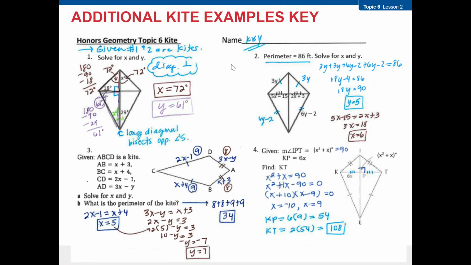All right, so this is the key for the warm up. Number one, you should have had x is 72 degrees, y is 61 degrees. For 2, y is 5, x is 6. For 3, you should have had x equals 5 and y equals 7. And for this one right here, KT would have ended up being 108.